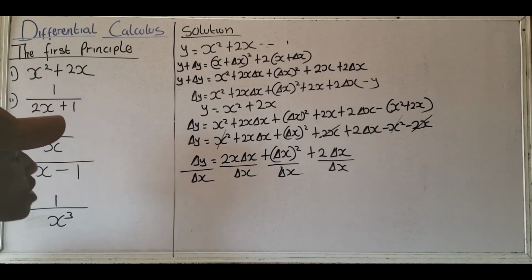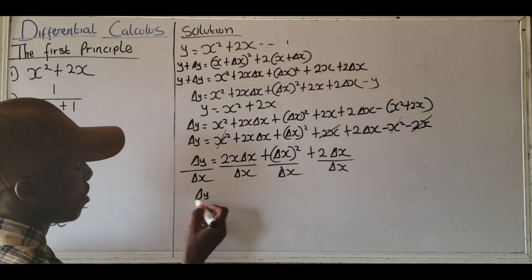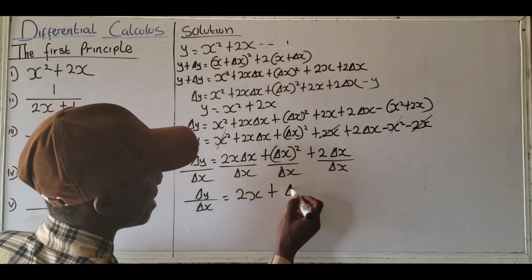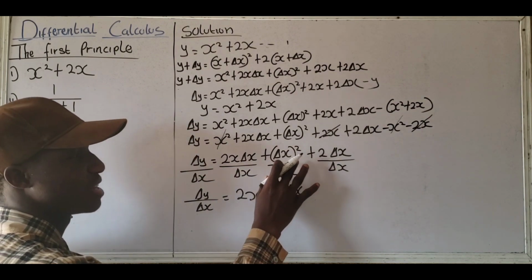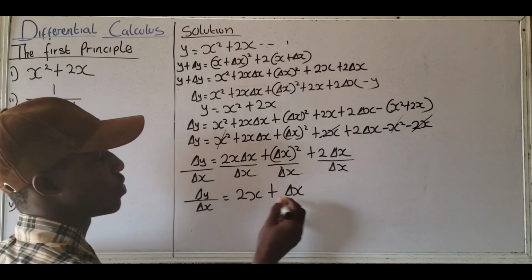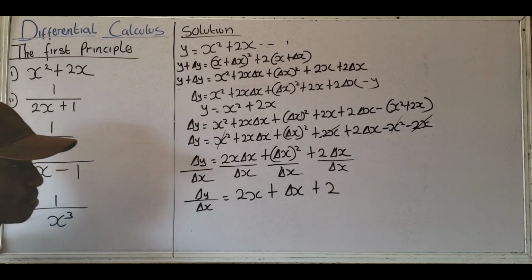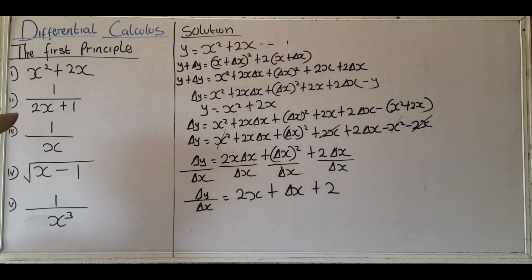So for this, I'm going to have delta y all over delta x equals 2x plus delta x, because I'm having delta x twice here, you understand? So 2x delta x plus 2, okay? The next step is that you have to take the limit as delta x tends to 0, you understand? What I mean by that statement is that in your right hand side of the equation, you are going to replace delta x with 0, you understand?